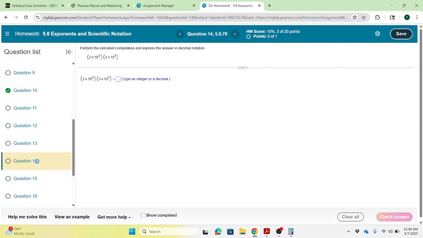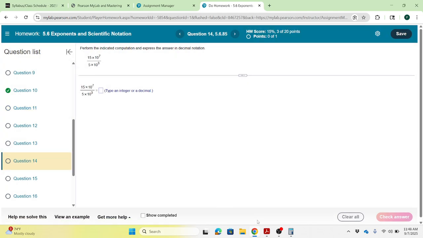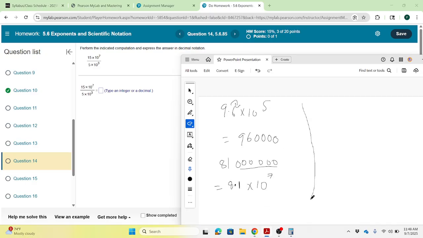Let me just do one question. It's the division of scientific notation. So first of all, we have 15 times 10 to the power 7 divided by 3 times 10 to the power 3. Divide 15 by 3, that would be 5. If it's greater than 10, then we have to follow the rule to make it scientific notation, but it's already less than 10, so we don't have to worry. Now we just have to take care of this part.